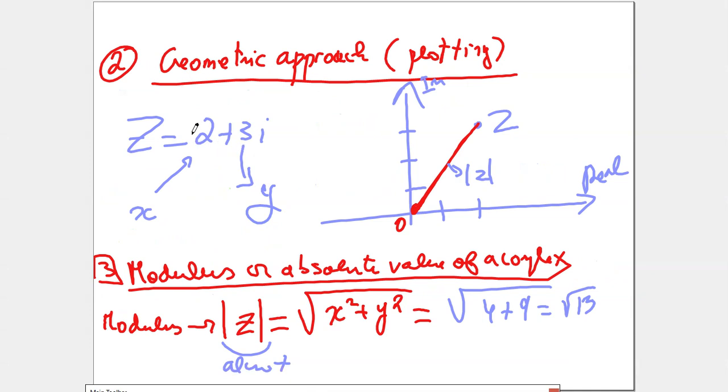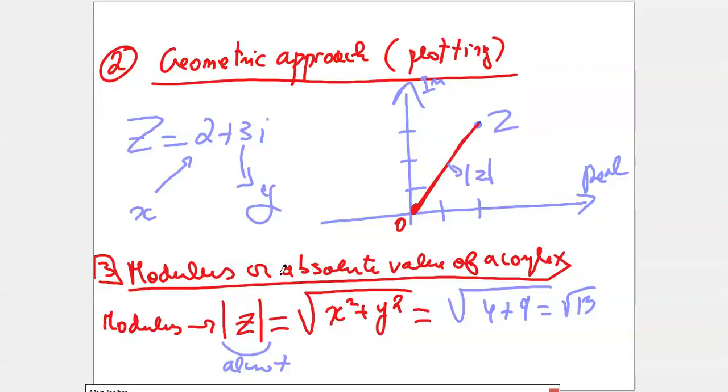This one represents the x and this one represents the y. So as I'm plotting the point 2, 3, and then this is OZ, the distance between O and Z is called the modulus, or the absolute value, of the complex number Z. So this is the point Z, and the distance between O and Z is called the modulus. So it's like the distance formula. So how do we find the distance formula? It's radical x squared plus y squared.